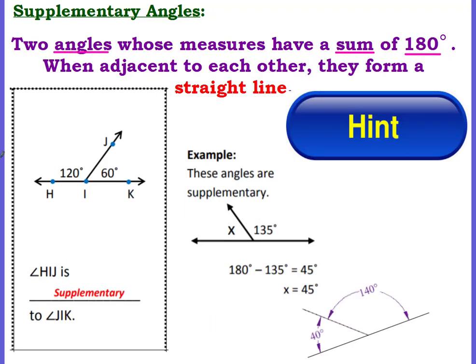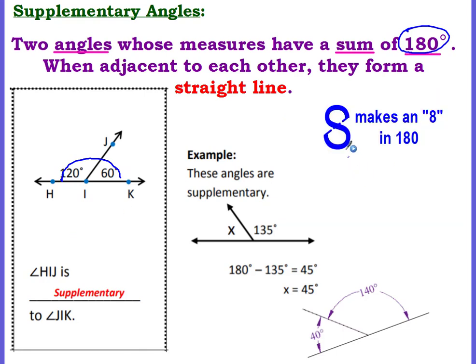Then we have supplementary angles, and these are two angles whose measures have a sum of 180 degrees. When adjacent to each other, they form a straight line. Very important, they form a straight line. They add up to 180 degrees. Okay, the S for supplementary, you could draw one line and it turns into an 8 for 180.